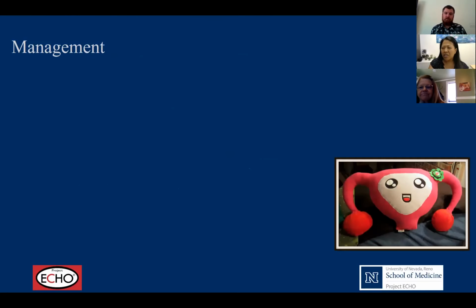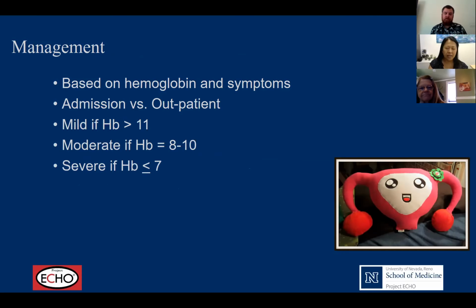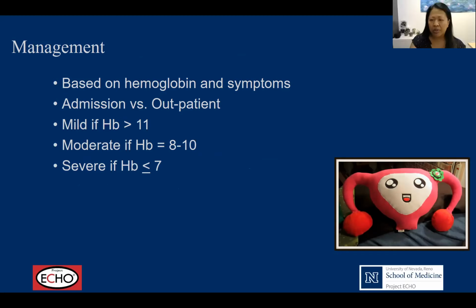Okay, so management. A lot of it, like I said, is based on hemoglobin and symptoms. You have to decide: admit, or can you manage as an outpatient? How you decide that is what their hemoglobin looks like, as well as symptomatology. If it's mild, my cutoff is 11. So if it's above 11, it's mild. We can follow it over time.